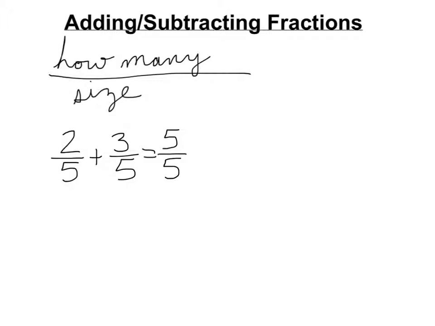Don't forget to simplify your fractions once you're done. So this is an improper fraction. So we do a little bit of division. 5 divided by 5 gives me 1.